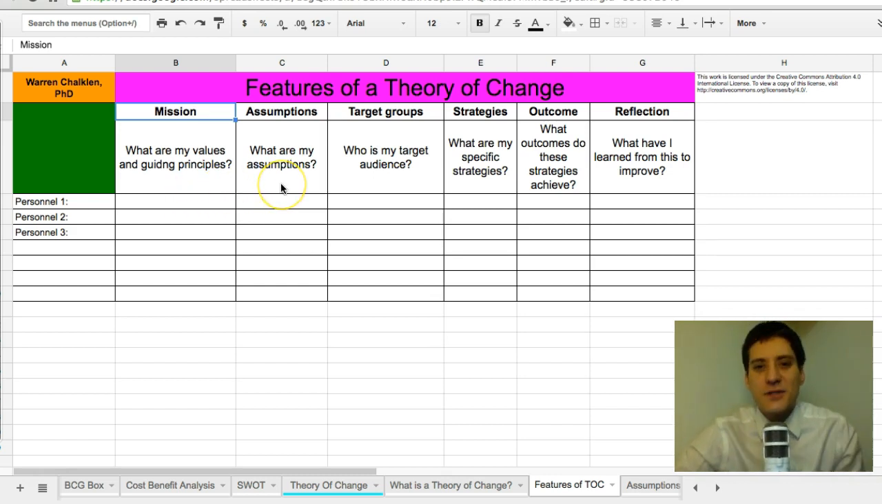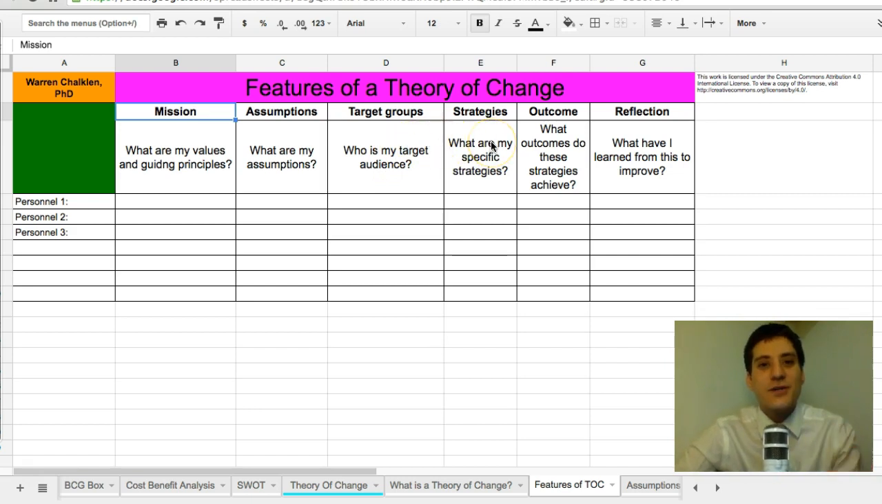Secondly, what are my assumptions? What am I thinking about, or what am I not thinking about? What are my blind spots? Thirdly, who is my target audience? Some organizations believe that every single human being on the earth is their target audience. This is not practical. What we need is to identify certain population groups and be very, very specific about who our target audience actually is and build a profile for those individuals.